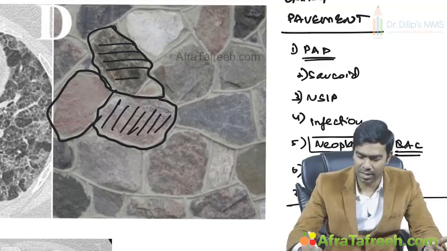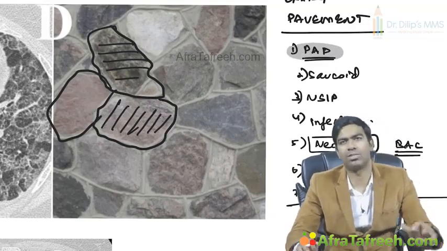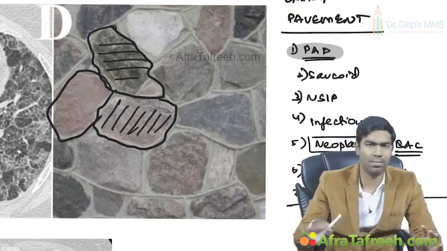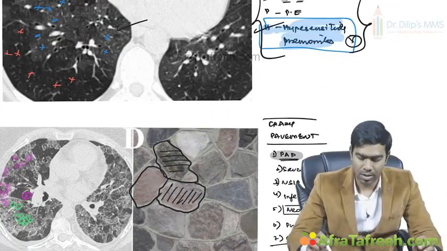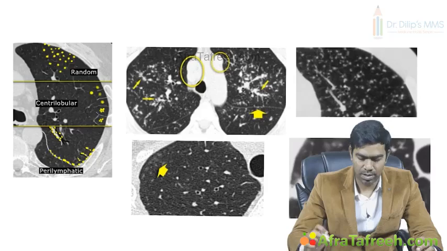So this is crazy pavement. Characteristic example: in the exam, if they give crazy pavement, it is always PAP. That's all. Don't diagnose anything else. If you don't have PAP, then think of something else. Pulmonary alveolar proteinosis. Clear?